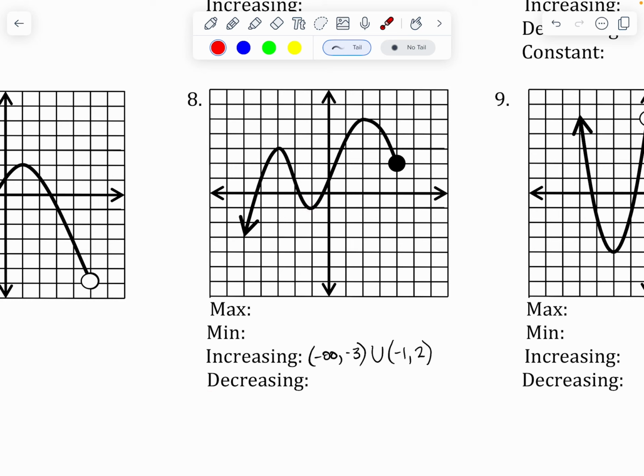Okay, now let's talk about decreasing. So this is when the graph is going down. So here we are from negative 3 to negative 1, the graph is going down. And then again, after 2, all the way up until 4, the graph is also going down. So our graph is decreasing from negative 3 to negative 1, union 2 to 4.